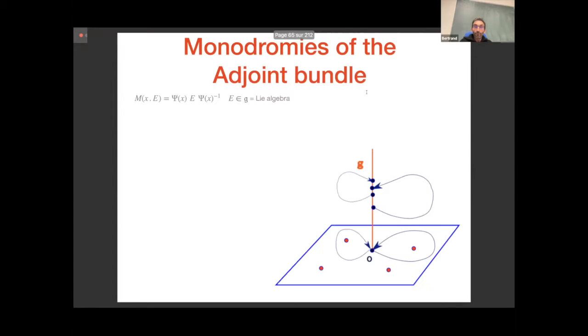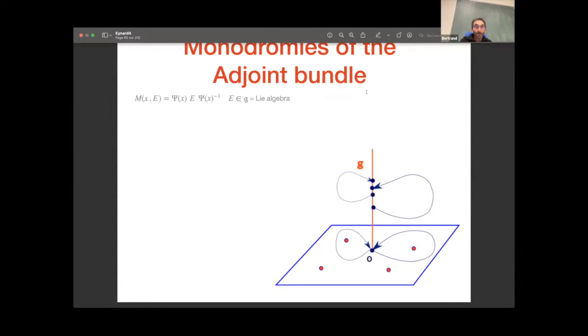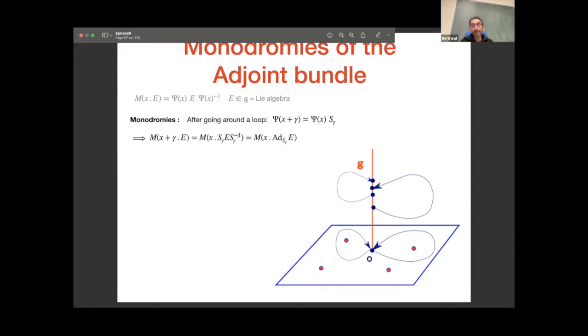Let's talk about the monodromies. We know the monodromies of ψ, and M is defined in terms of ψ, so it's very easy to find the monodromies of M in the adjoint bundle. When you go around the loop, ψ gets multiplied by S, and for M, it means that the E gets conjugated by the monodromy matrix. So it's the adjoint action of the monodromy on E. On the Stokes sectors, if we look at the asymptotics near z_i, we shall see how it gets changed.